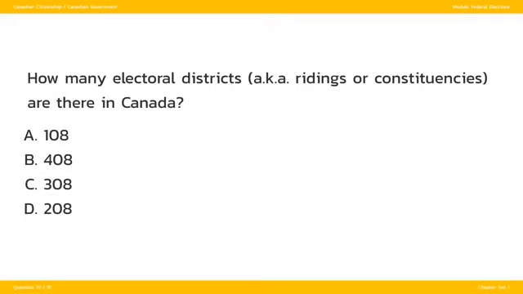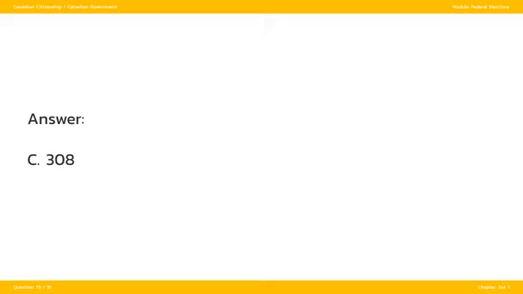How many electoral districts, aka ridings or constituencies, are there in Canada? A. 108. B. 408. C. 308. D. 208. The answer is C. 308.